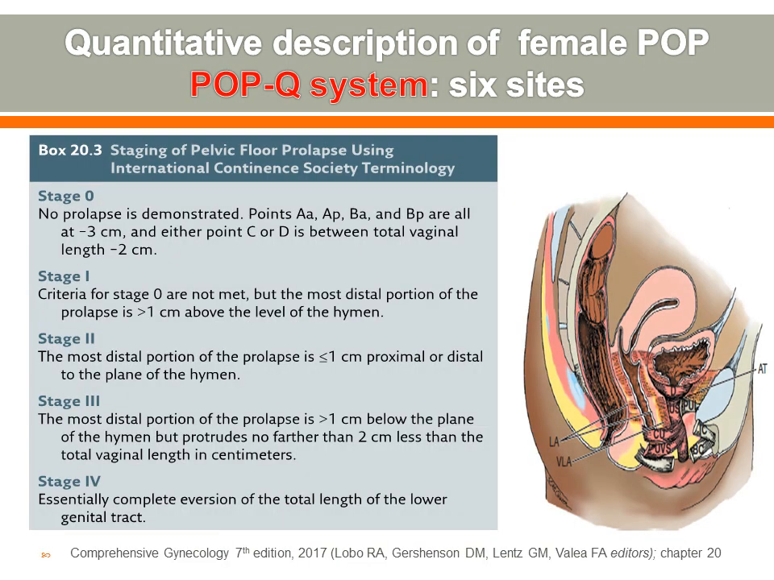So after discussing the 6 sites or the landmarks, this is how we stage the pelvic organ prolapse using the POP-Q system. So for stage 0, no prolapse is demonstrated. Stage 1, the most distal portion of the prolapse is more than 1 centimeter above the level of the hymen. Stage 2, the most distal portion of the prolapse is less than 1 cm proximal or distal to the plane of the hymen. Stage 3, the most distal portion of the prolapse is more than 1 centimeter below the plane of the hymen, but protrudes no farther than 2 centimeters less than the total vaginal length in centimeters. And finally, stage 4 or procidentia, essentially complete eversion of the total length of the lower genital tract.